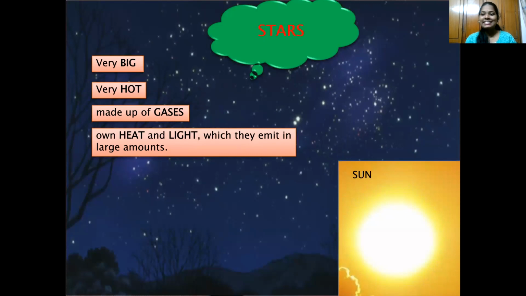It is a star because it is fulfilling all the criteria. It is very big and it has its own light and heat, because the Earth's main source of heat and light is that only. The sun rays are the light source for our Earth. So the sun is a star because it is very big and it has its own heat and light, everything.